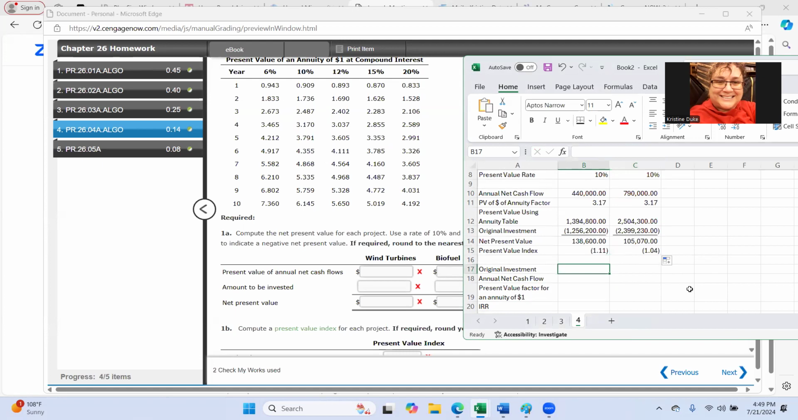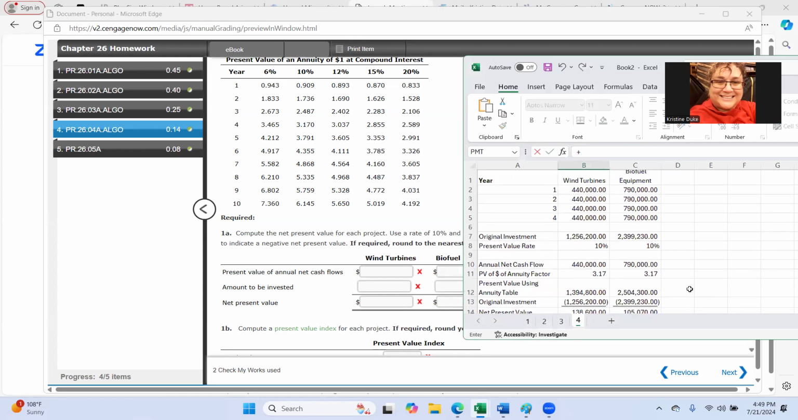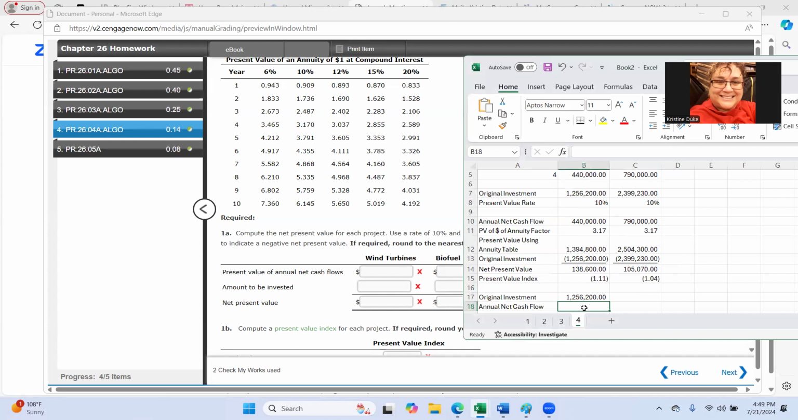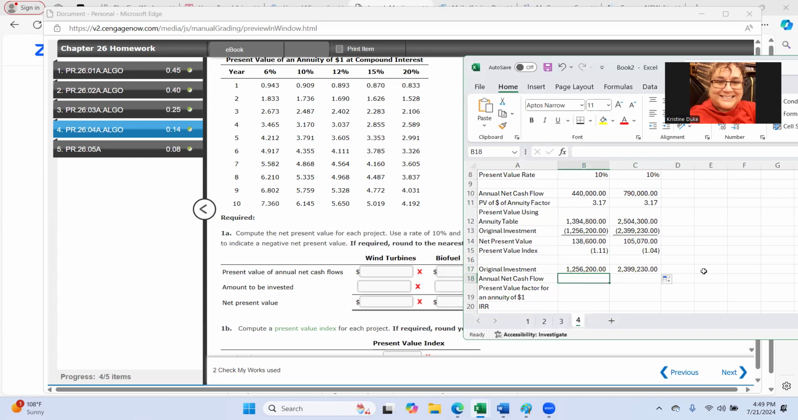So in this situation, what I want to do is I'm going to set up my original investment, even though it's an outflow of cash, as a positive number just because it'll make it easier for me to calculate. So I set that up like that. Annual net cash flow is 440. And there we go. So as I get my columns and divide by 440, I get 2.86 and I got 3.04.